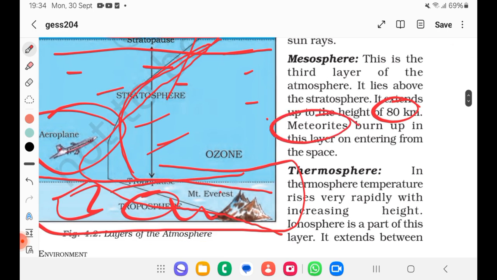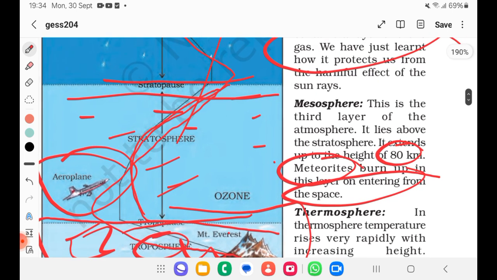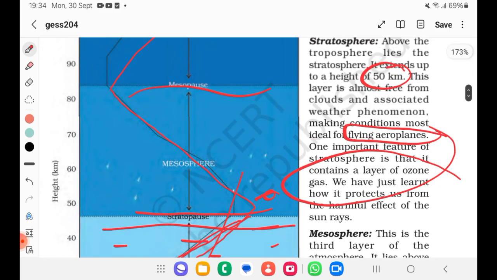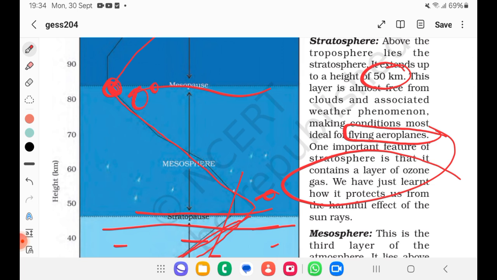Meteorites burn up in this layer on entering from space. So we know from the solar system we learned there are meteorites in the solar system. When they enter this mesosphere, because its temperature is almost 0 degree, whereas the meteorite will be having high temperature, the low temperature and high temperature will burn each other.